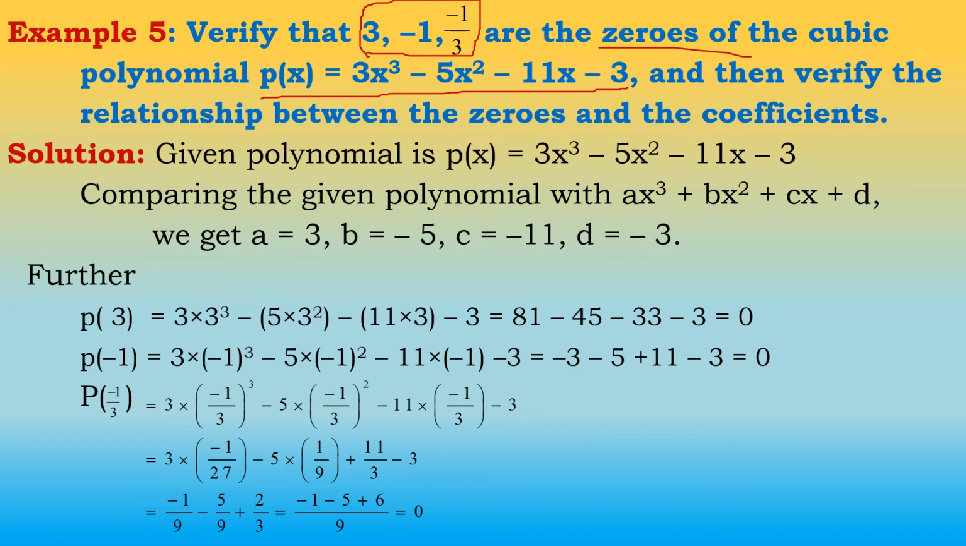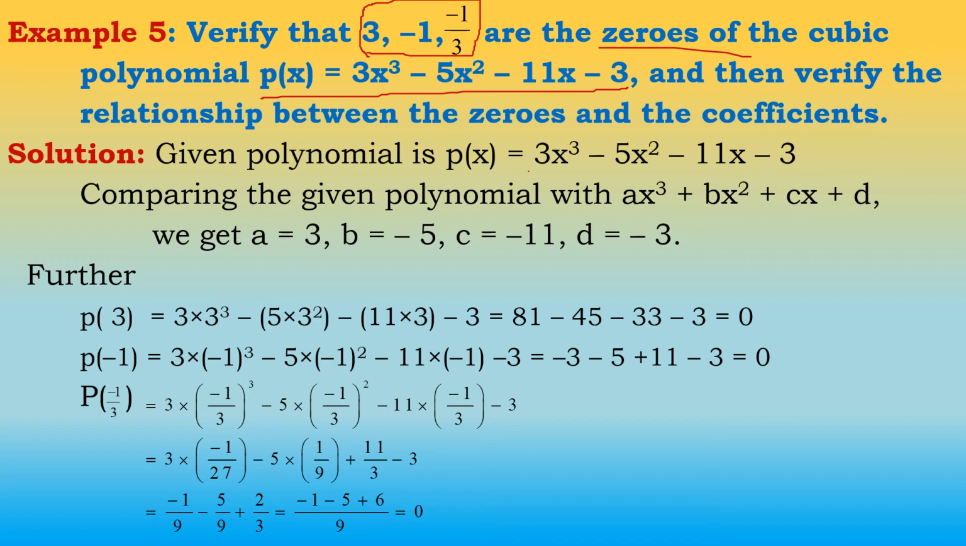For example, if I take x is equal to 3 in the entire polynomial, by simplifying that, if I get the answer 0, I can say that 3 is a zero of the polynomial. Similarly, we can replace x is equal to minus 1, x is equal to minus 1 by 3. So every value we need to verify. Now let us see how to verify it.